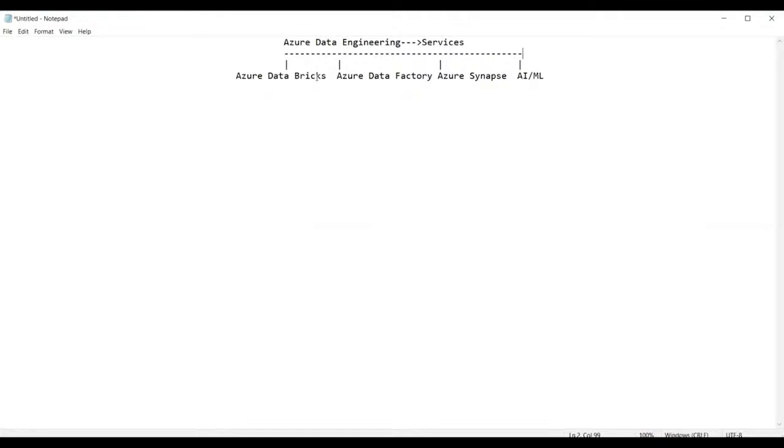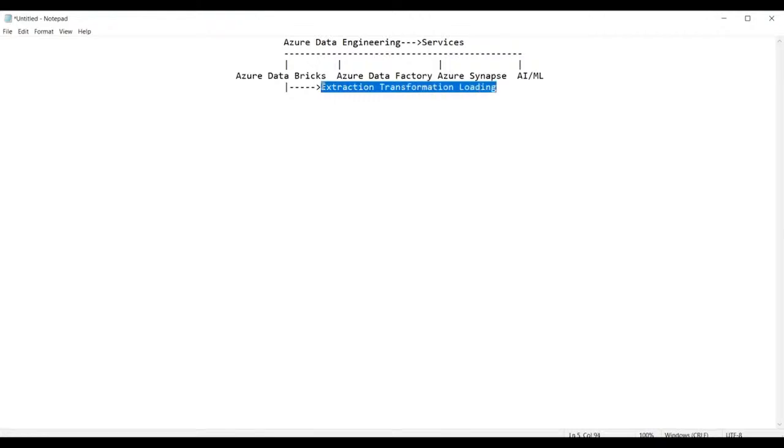Now, guys, what is Azure Databricks used for, and what is its purpose? This service called Azure Databricks is provided by Microsoft to perform the job of ETL. What is this ETL? ETL stands for extraction, transformation, and loading. Azure Databricks is a service provided by Microsoft within Azure Data Engineering for the purpose of extraction, transformation, and loading.